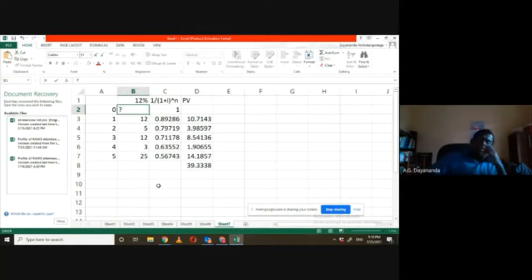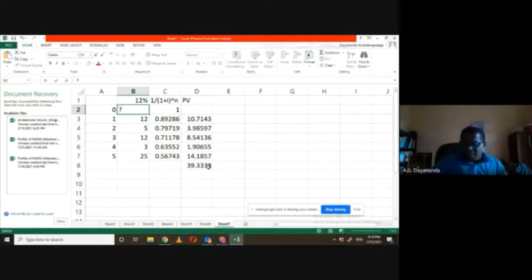What is your answer? 39.3. Exactly. You are ready to invest 39. If the machine is worth 39 million, we are ready to buy. Exactly 39.33. If the machine costs more than 39.33, we are not going to invest because there is no benefit.